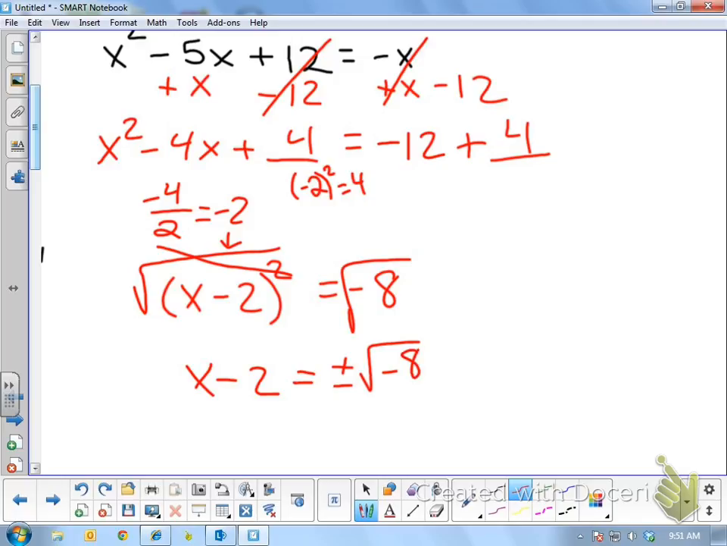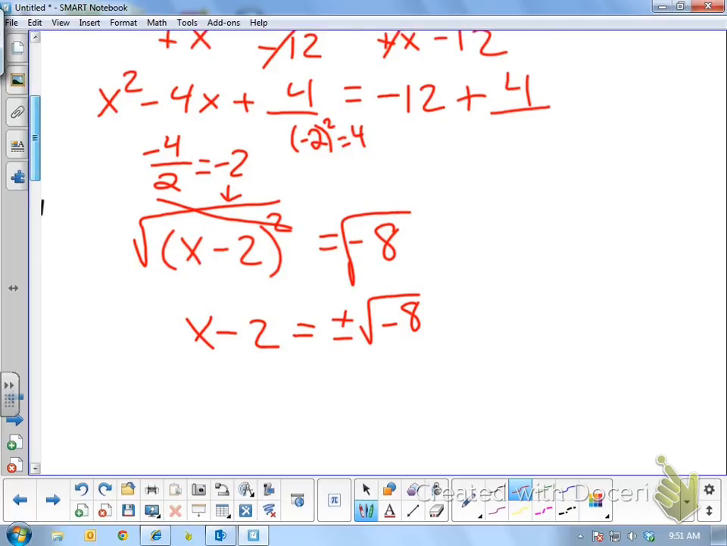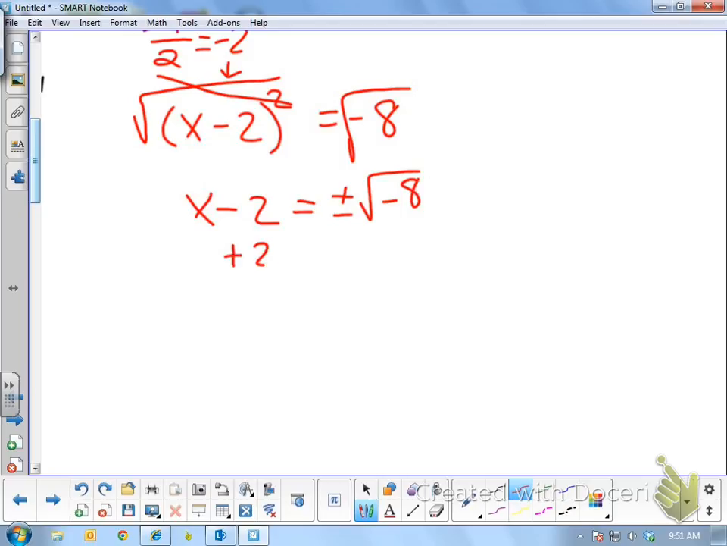So x is almost all the way alone. Add 2 to both sides to get x completely alone. Now, I cannot add 2 to the 8. Why can I not add 2 to the 8? They're basically not like terms. One's under a square root, one is not. So we usually put the 2 in front of the square root symbol.